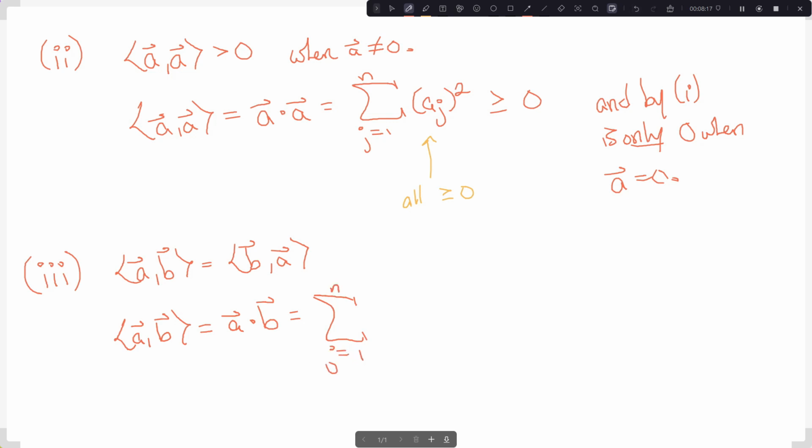j equals 1 to n. aj bj happens to be, thanks to multiplication working the way it is, bj aj, which happens to be the inner product of b and a. So there's verified 1 through 3. Let's just verify linearity of dot product.